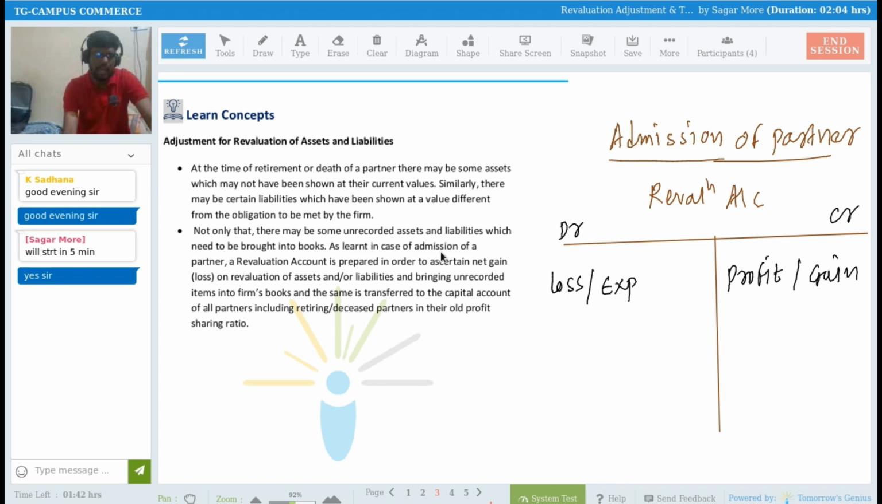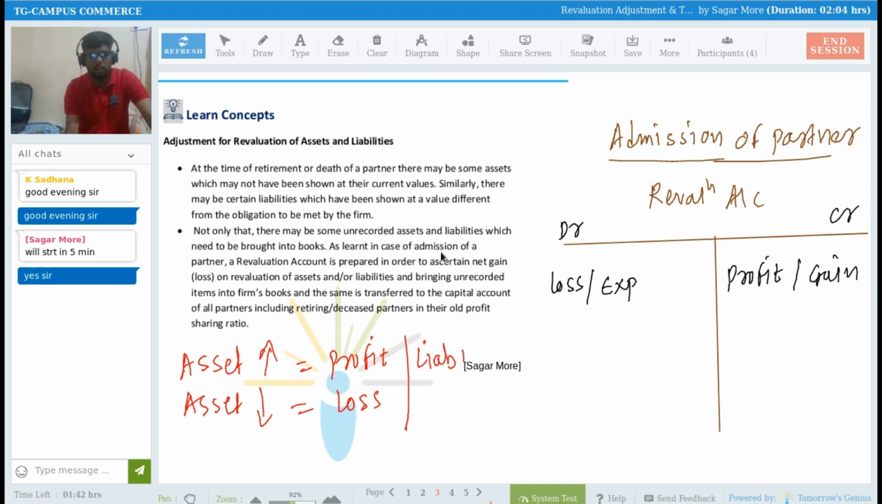Simple logic is there. Whenever the value of an asset increases, it's a profit for you, and whenever asset value decreases, it's a loss for you. And it is exactly opposite for your liability. Whenever the liability of your business increases, it's a loss for you, and whenever liability decreases, it's a profit for you, right? The simple logic is this, and that we have to put into the revaluation account.